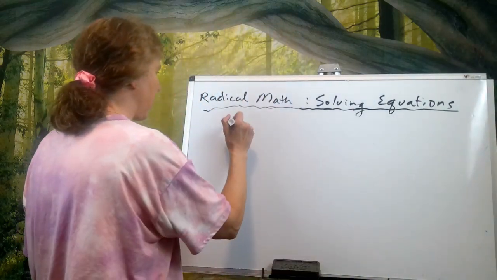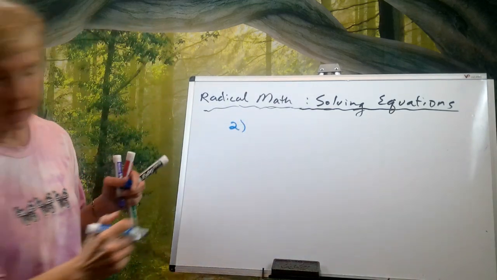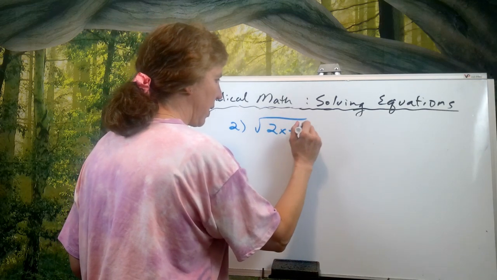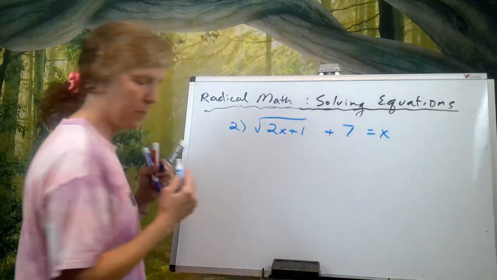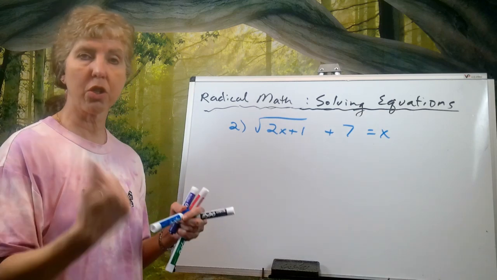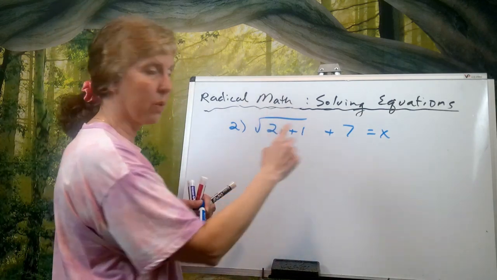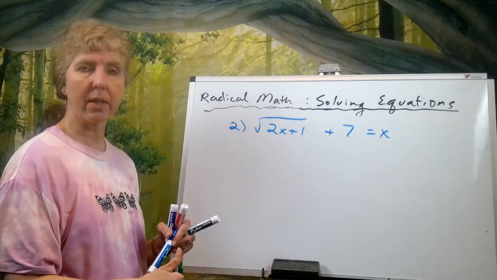All right. Now this one, yeah, it's still got the square root, but we're going to add. Okay, and I spaced it out. Just going to make sure I wrote it right. Yep. I spaced it out just to show you clearly that the 2x plus 1 is under the square root and the 7 is not under the square root. So the first thing I have to do is isolate the radical.